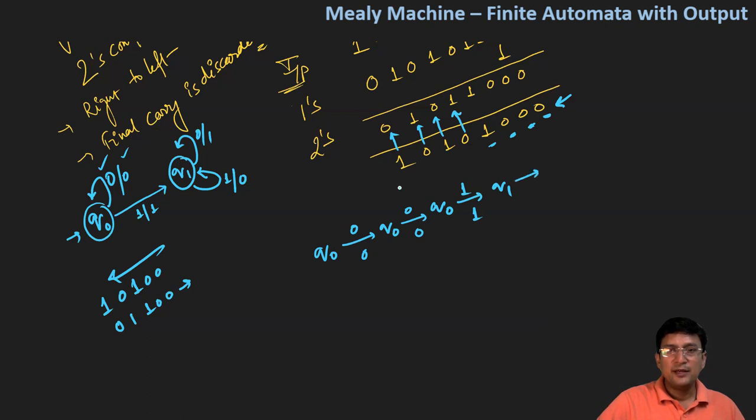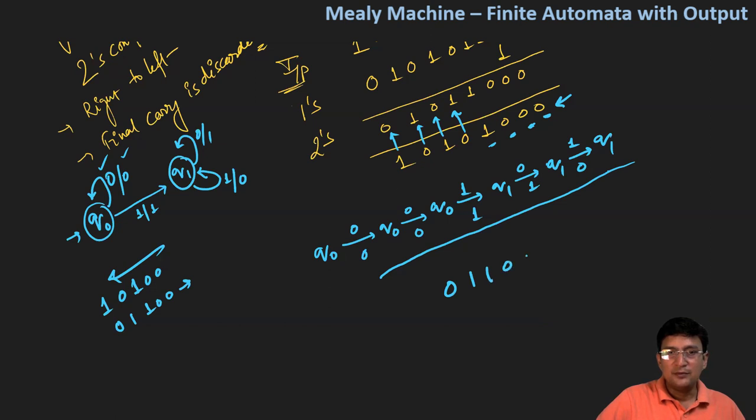In Q1 state, if I get a 0, then I convert that to 1 and remain at Q1. Another symbol is 1. I should make it 0 and remain at Q1 state. So you can see that the output which is produced, reading it from right to left, is 0 1 1 0 0. So here is the output, 0 1 1 0 0. So this is the 2's complement of the given number. So this is very simple to design.